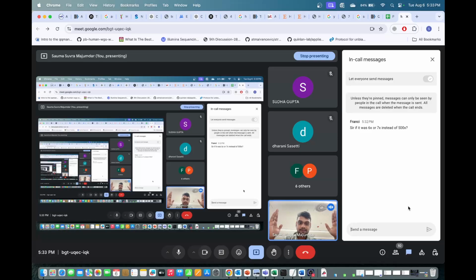So total 500, say 100 has been deleted. Let's assume a bigger one. So 1000 base pair, say 300 has been deleted. So 300 from the middle has been deleted, and it's a 1000 base pair.